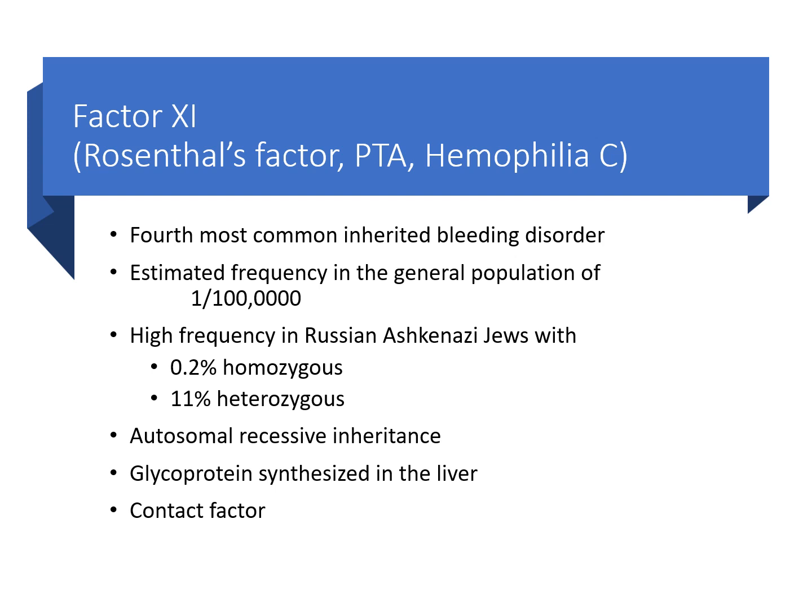Factor 11, also known as Rosenthal's factor, PTA, or hemophilia C, is the fourth most common inherited bleeding disorder. It has an estimated frequency in the general population of about 1 out of every 1 million. That comma is in the wrong place. My apologies for the typo. The highest frequency is seen in Russian Ashkenazi Jewish populations, with about 0.2% being homozygous for factor 11 deficiency and 11% heterozygous. It is again an autosomal recessive inheritance pattern, and this glycoprotein is synthesized in the liver, and it's a part of our contact factor group, or our contact group.